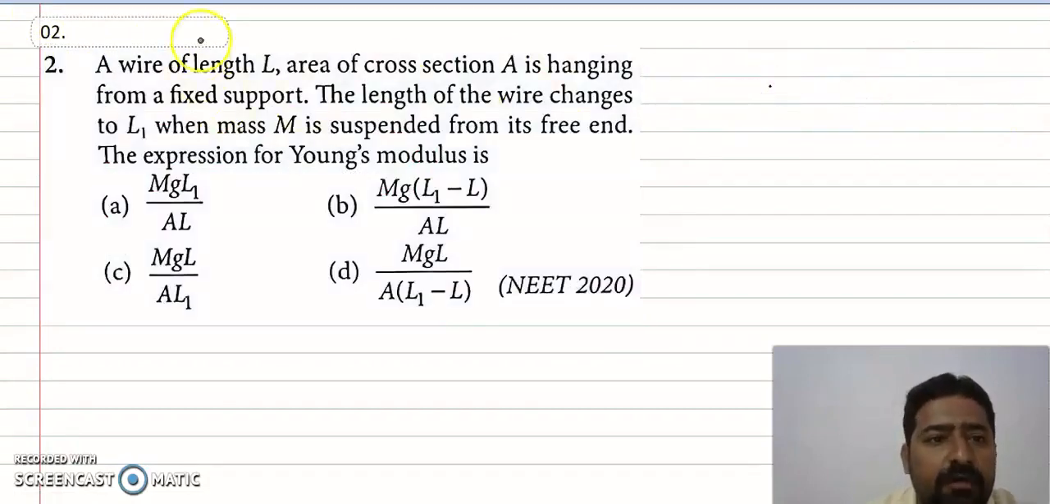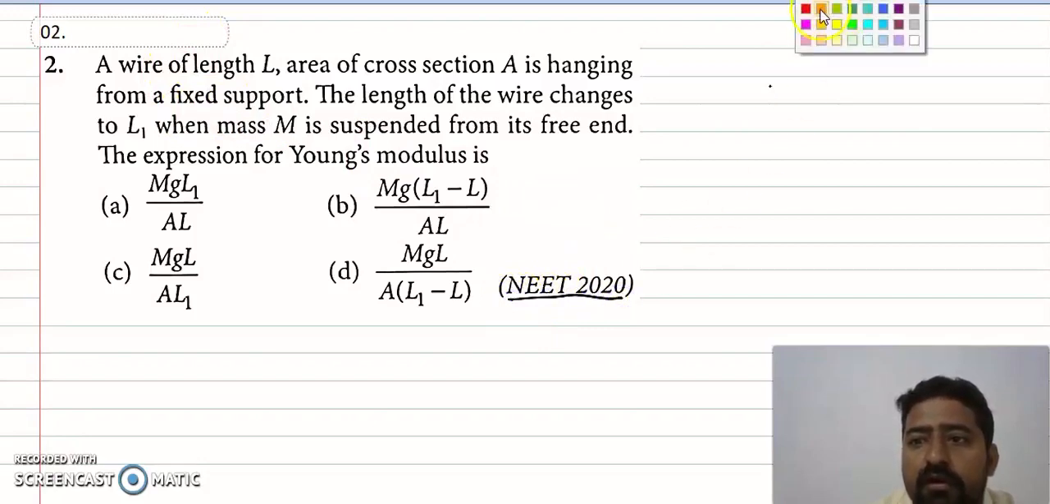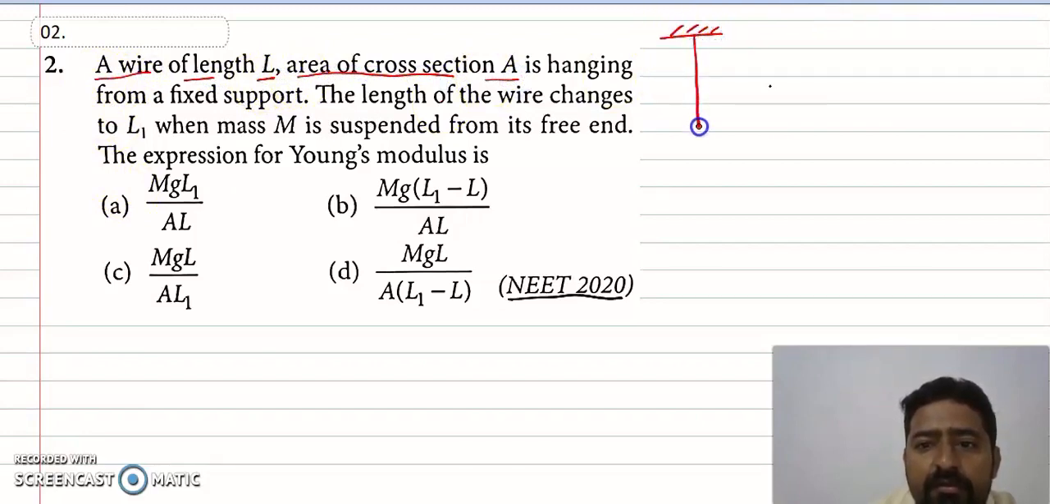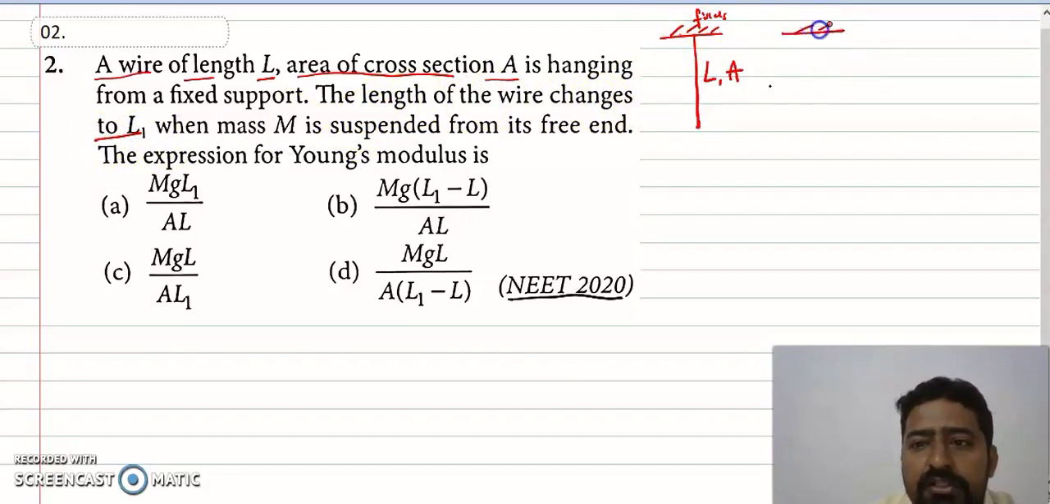Let's come to the second question. This is from NEET 2020. The problem is like this: a wire of length L, area of cross section A, is hanging from a fixed support. The length of the wire changes to L1.